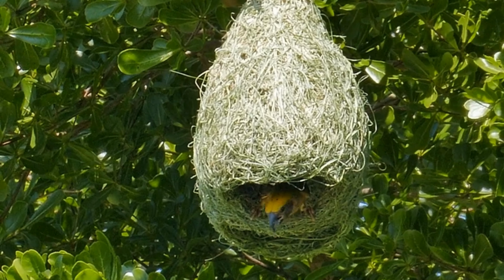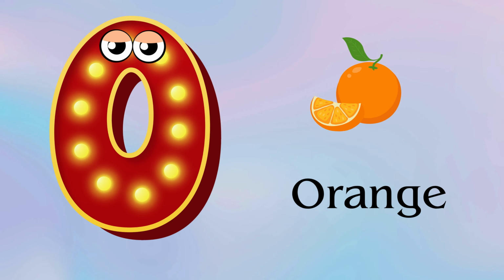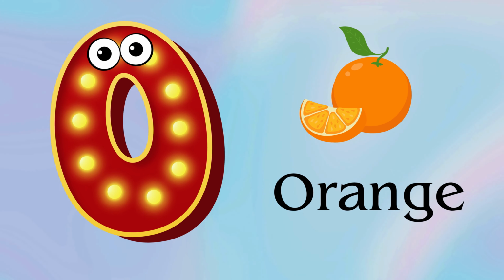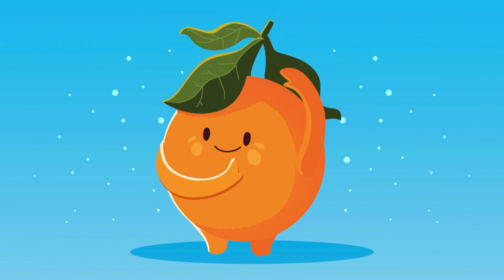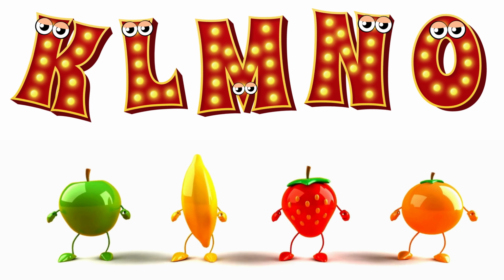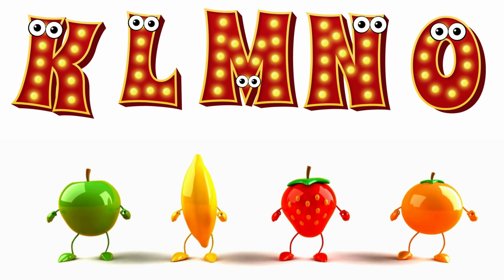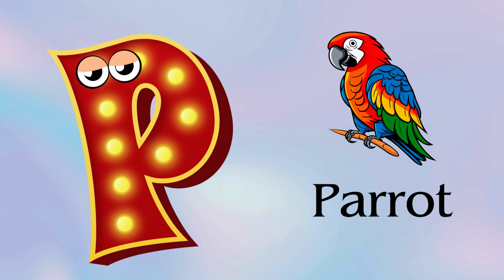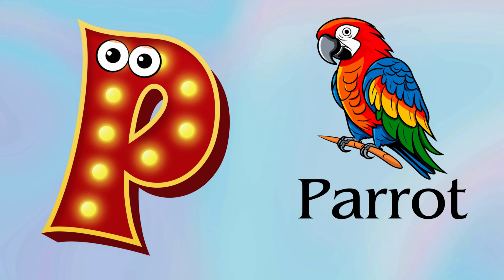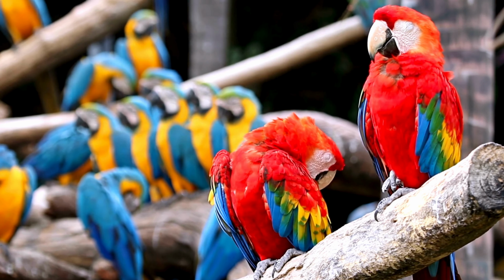N-n-nest, N, nest. O is for orange, o-o-orange, O. P is for parrot, P, P, parrot.